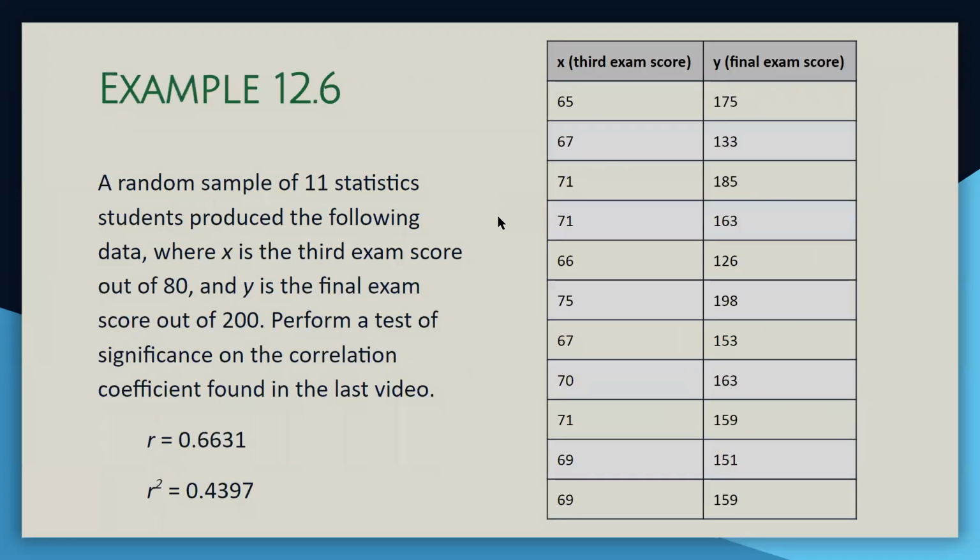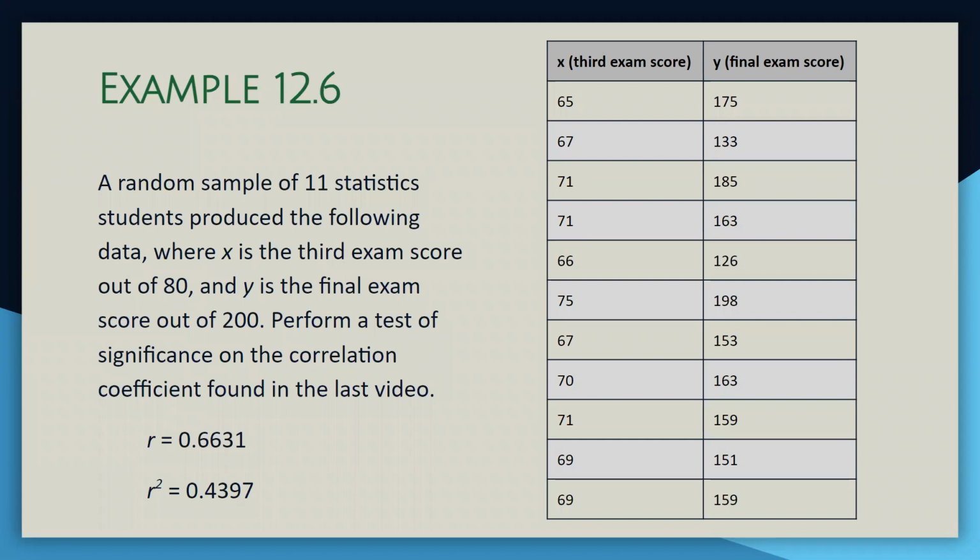Let's go ahead and do our first example. Example 12.6: a random sample of 11 stat students produced the following data. X is the third exam score out of 80. Y is the final exam score out of 200. Perform a test of significance on the correlation coefficient found in the last video.